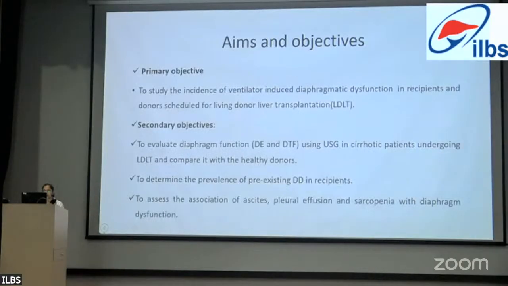So, aims and objectives. Our primary objective was to study the incidence of ventilator-induced diaphragmatic dysfunction in recipients and donors scheduled for living donor liver transplantation. Our secondary objectives include to evaluate the diaphragm function in terms of diaphragm excursion and diaphragm thickening fraction using ultrasound in cirrhotic patients undergoing LDLT and compare it with the healthy donors, to determine the prevalence of pre-existing diaphragm dysfunction in recipients, and to assess the association of ascites, pleural effusion, and sarcopenia with diaphragm dysfunction.